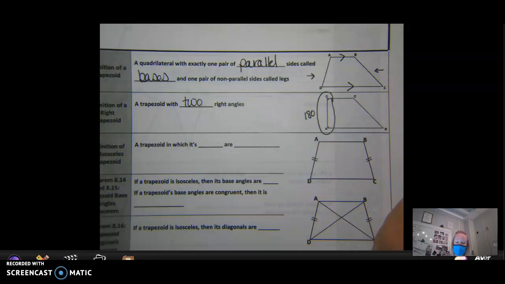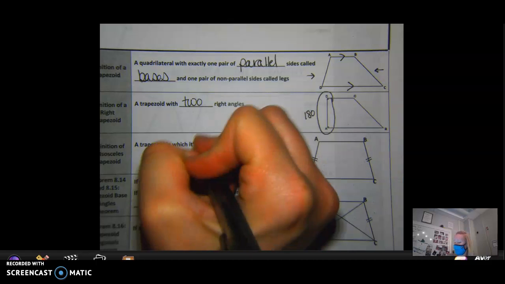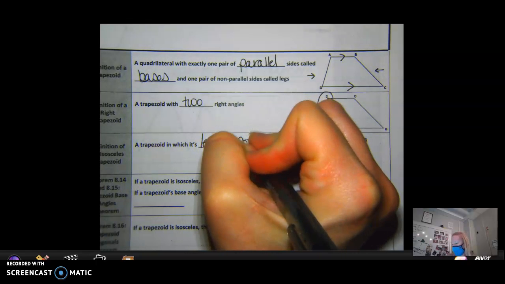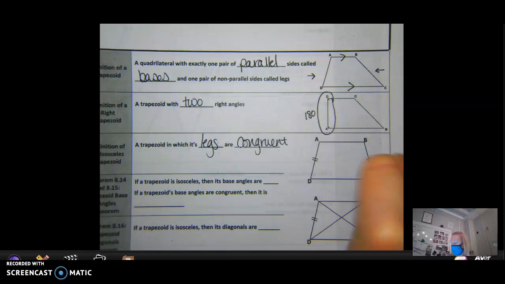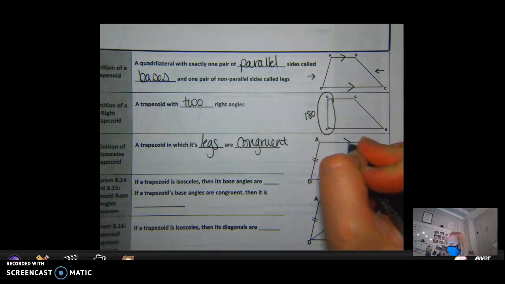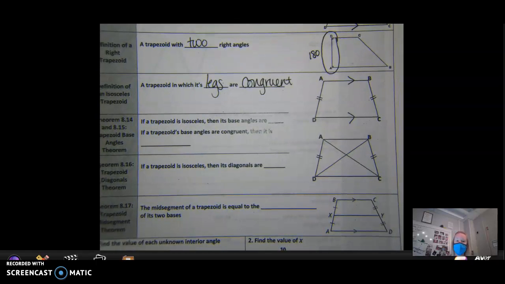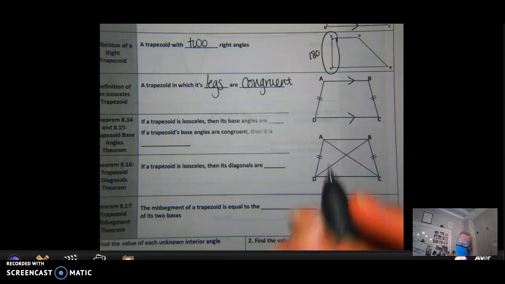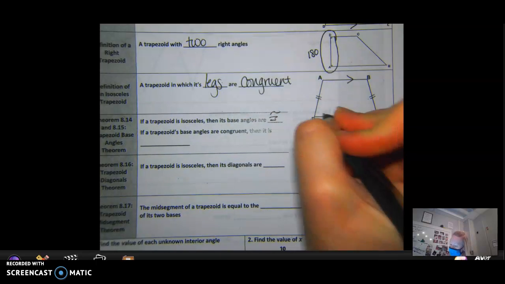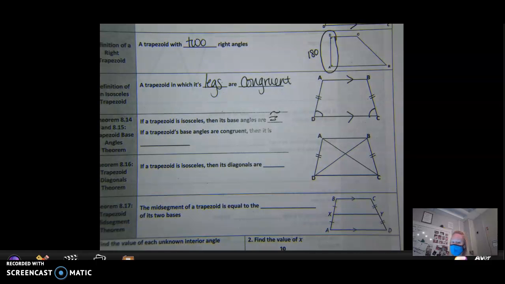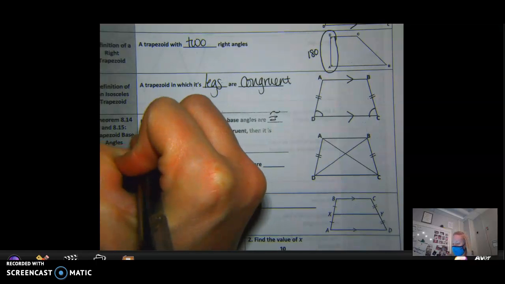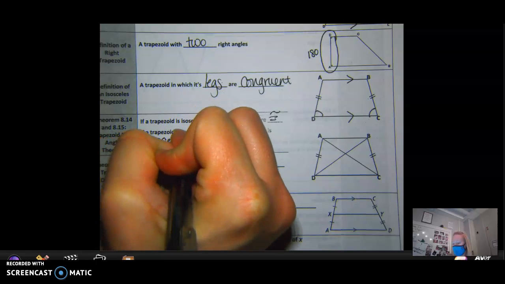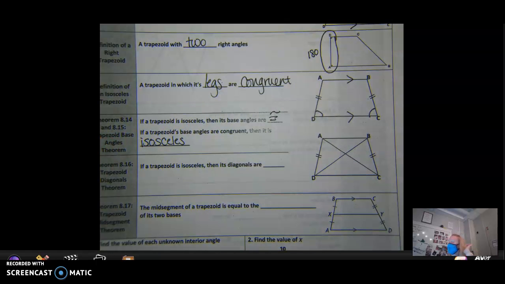Definition of an isosceles trapezoid is a trapezoid in which its legs are congruent. So this is still parallel to this, just this is equal to that in length. If a trapezoid is isosceles, then its base angles are congruent. So it's saying this guy is congruent to this guy. If a trapezoid's base angles are congruent, then it is isosceles, so the converse of that. So if I know some trapezoid has base angles that are equal, then that would tell me that the sides or the legs are also congruent.